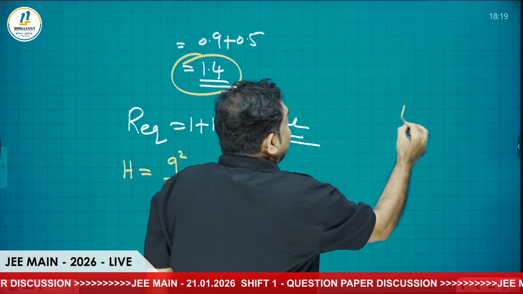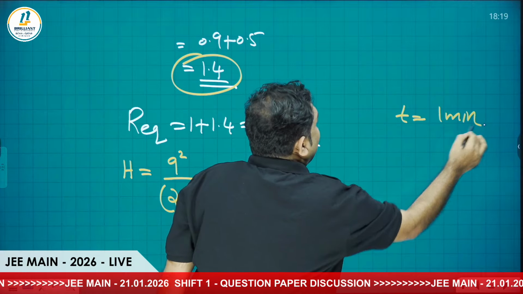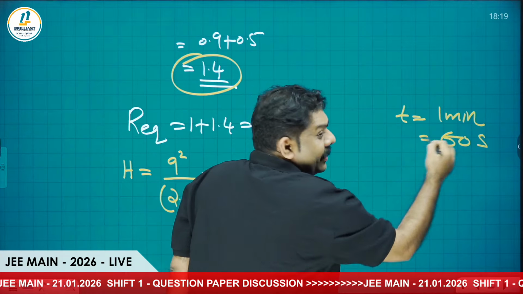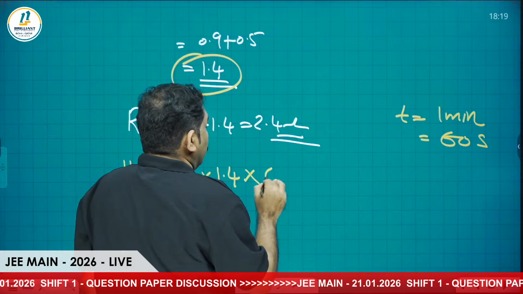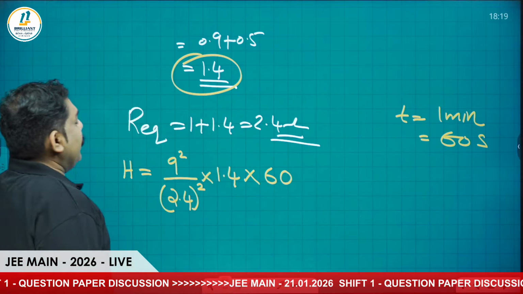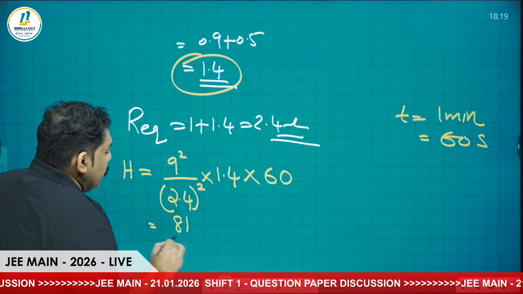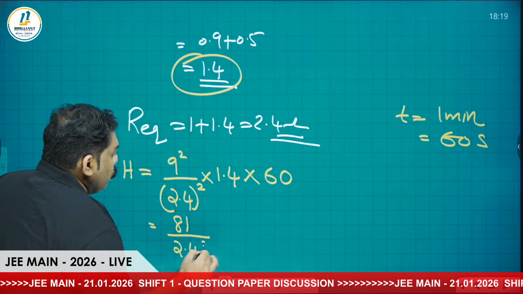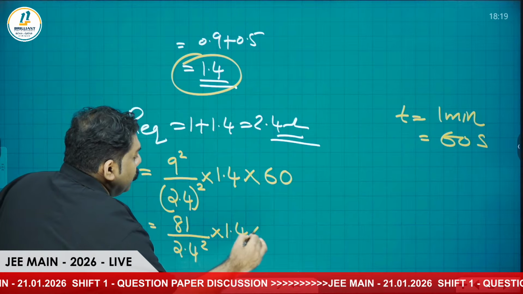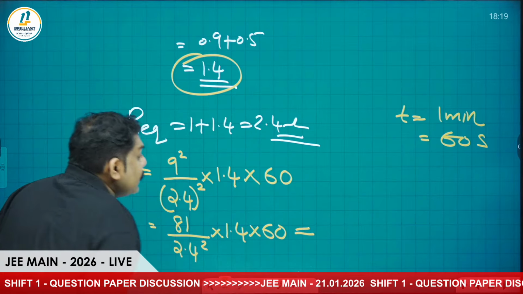And here the time is given as 1 minute. We convert 1 minute into seconds, so 60 seconds, into 60 it is coming. Simplifying that, we can say it is 81 divided by 2.4 squared, into 1.4, into 60.